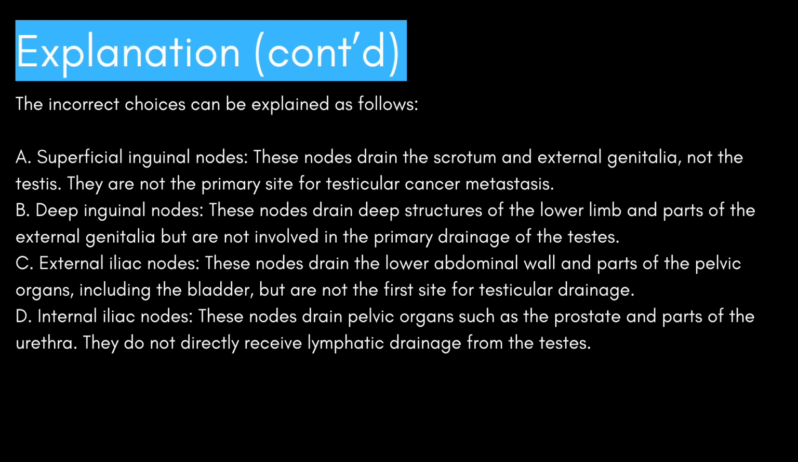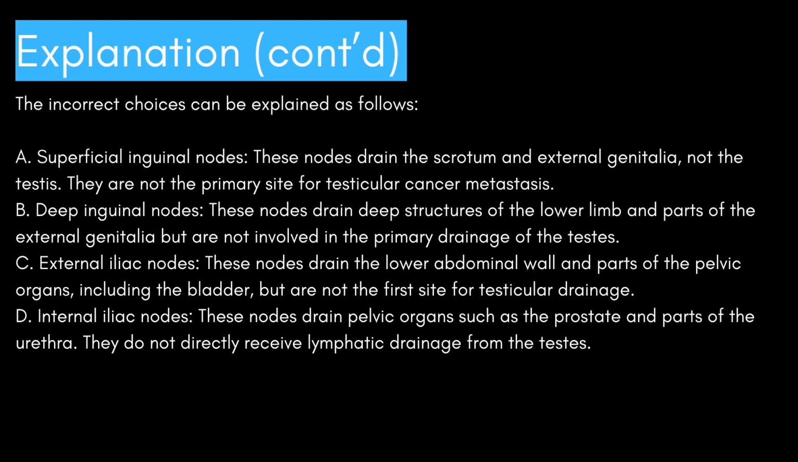C. External iliac nodes. These nodes drain the lower abdominal wall and parts of the pelvic organs, including the bladder, but are not the first site for testicular drainage. D. Internal iliac nodes. These nodes drain pelvic organs such as the prostate and parts of the urethra. They do not directly receive lymphatic drainage from the testes.